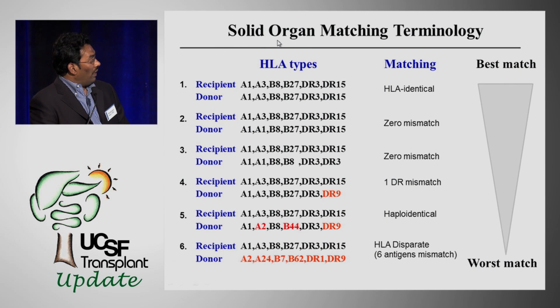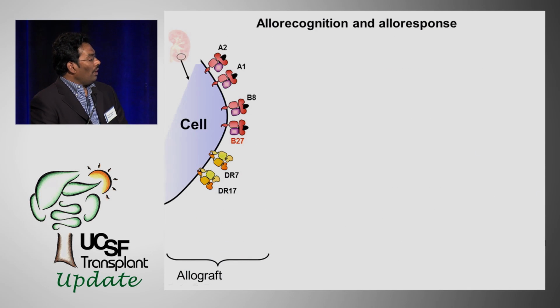There are different varieties, like one mismatch or haploidentical and so on. I'm not going to talk about these mismatches, but the better the match, the better the outcome, and the worse the mismatches, the worse the outcome. So in transplantation scenarios, if the kidney expresses this set of HLA molecules and the recipient also has the same HLA, there's not much problem, no alloreactivity.